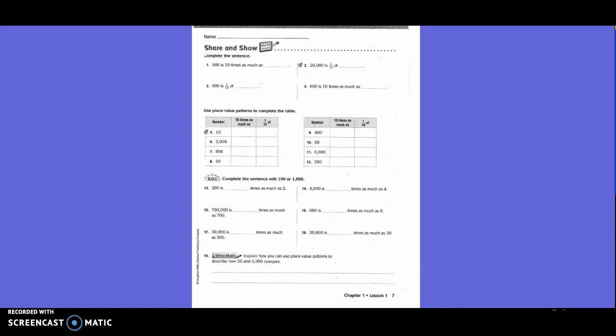So 500 is 10 times as much as, so if I do the opposite of 10 times, I'm finding a part, so 1/10. So what's 1/10 of 500? What is it? 50. Okay.